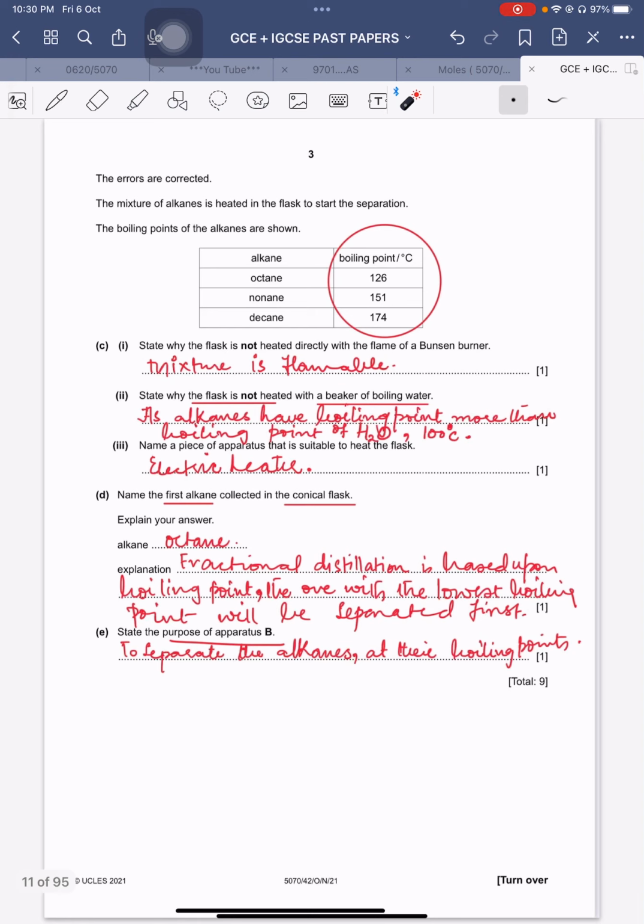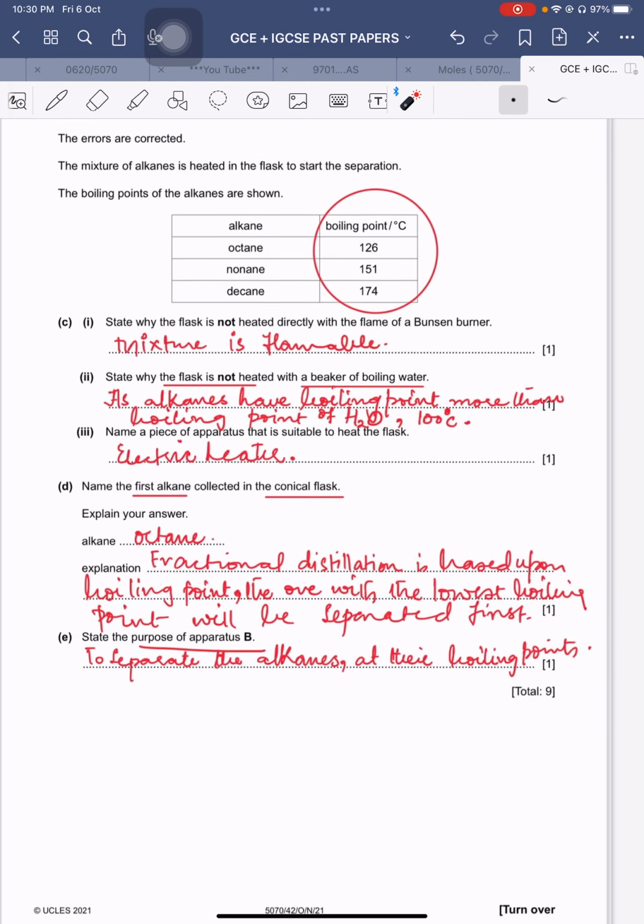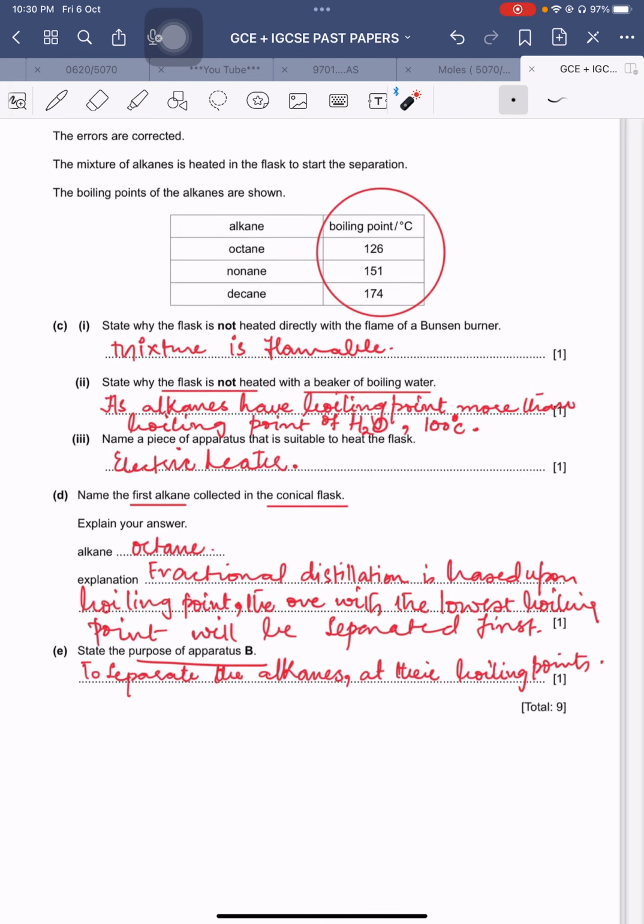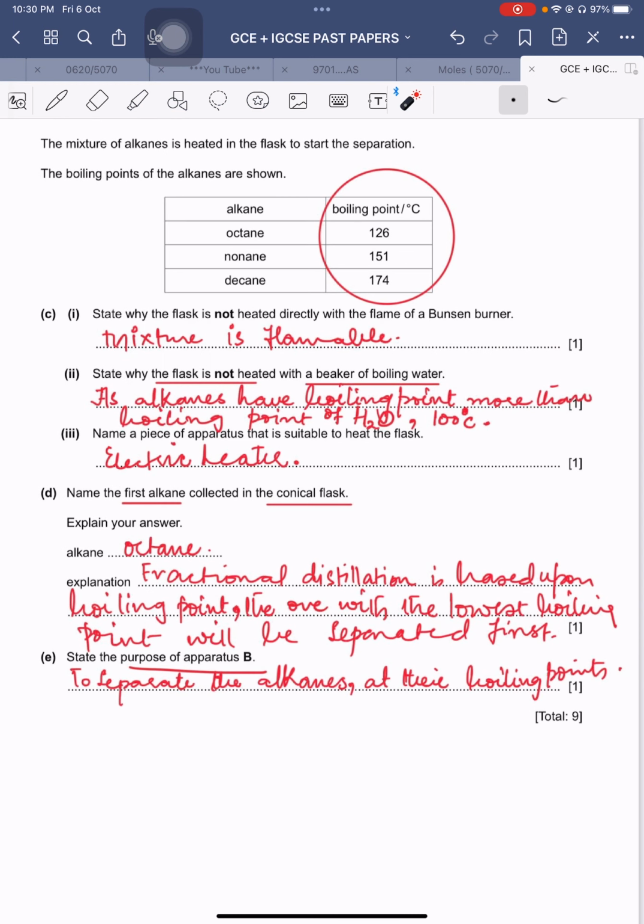Okay, now they are saying the errors are corrected. Okay, done. The mixture of alkanes is heated in the flask to start the separation. All right, done. Then the boiling points of alkanes are shown. These are the boiling points over there. We can see that there are three types of alkanes: octane, nonane, and decane. All of them have boiling points above that of water.